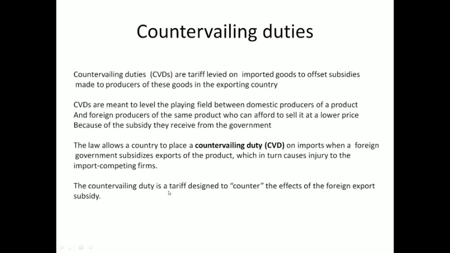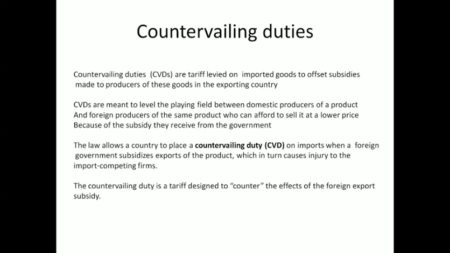So the countervailing duty is a tariff designed to counter the effects of a foreign export subsidy. The country which is giving an export subsidy to protect their own industry, whenever it comes into the international market, the price would be lower, but that poses a threat to another importing country where they are producing the same product. So to counter this effect, they impose the countervailing duty. This is offsetting the effect of foreign export subsidy.